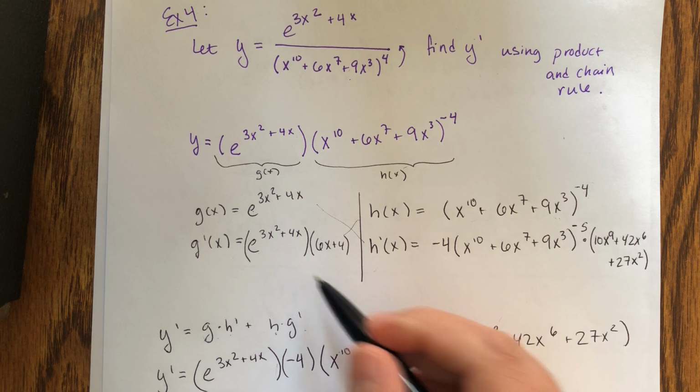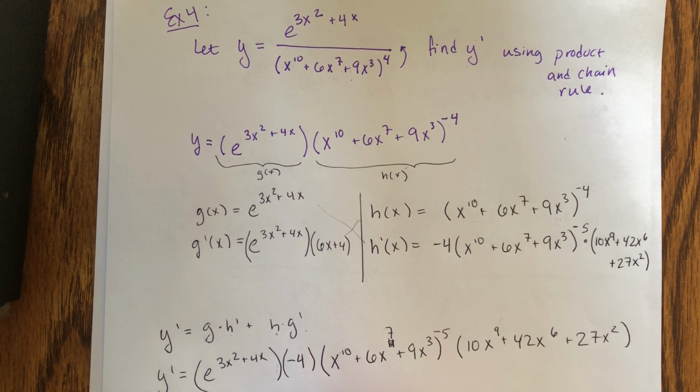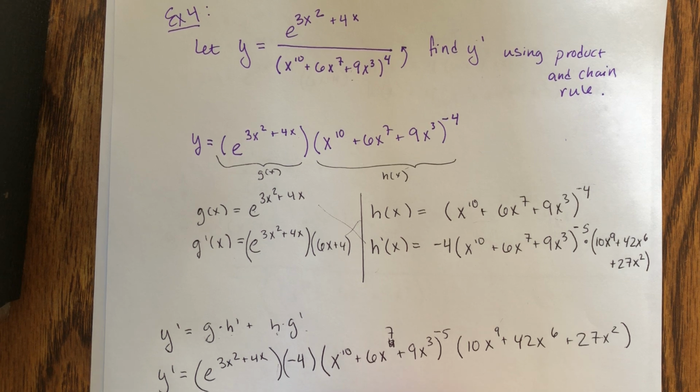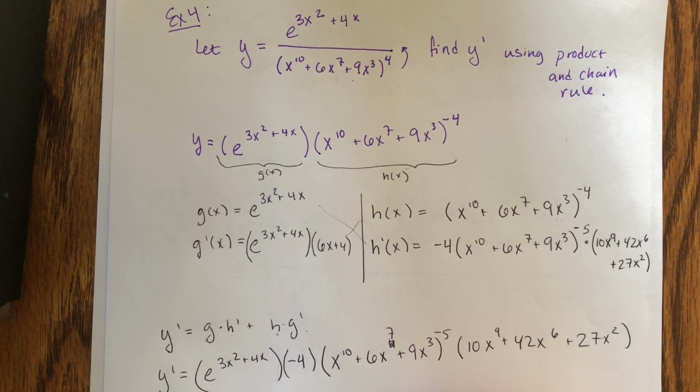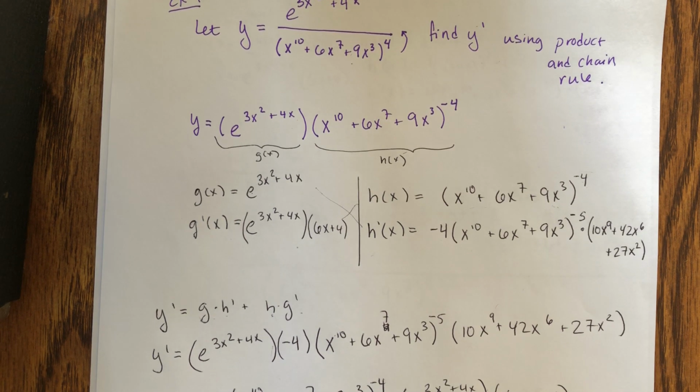And I add h g prime. So h times g prime: x to the 10 plus 6x to the 7 plus 9x cubed to the -4 times g prime, e to the 3x squared plus 4x times 6x plus 4. Oof. All right, there it is.